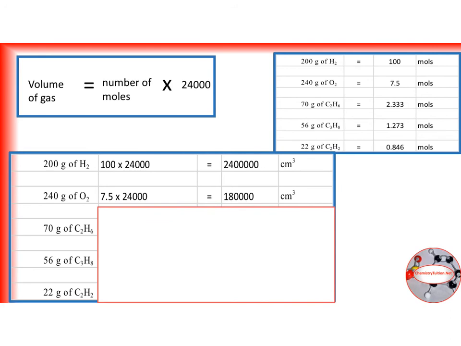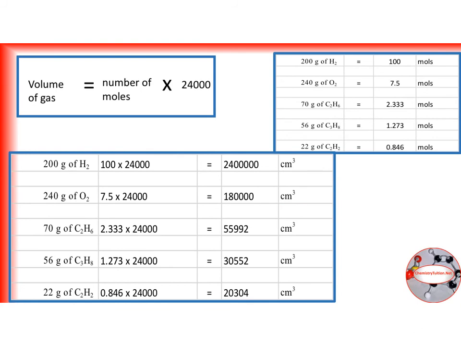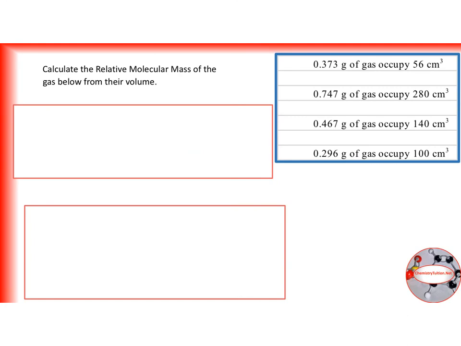And so we'll do that for the rest. So let's show those answers now. So it's just the number of moles times 24,000. So hopefully those have gone okay. So just one further example for us to have a go at. So we need to calculate the relative molecular mass now of those gases, and we've been given a mass and we've been given a volume, and they want us to find the relative molecular mass.